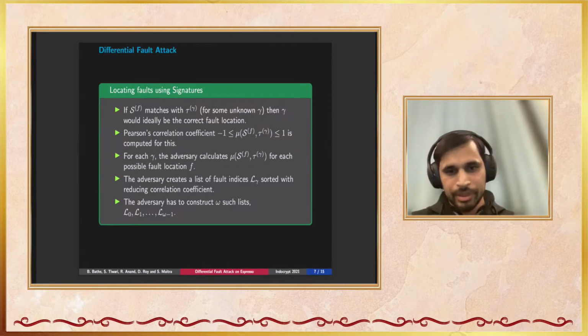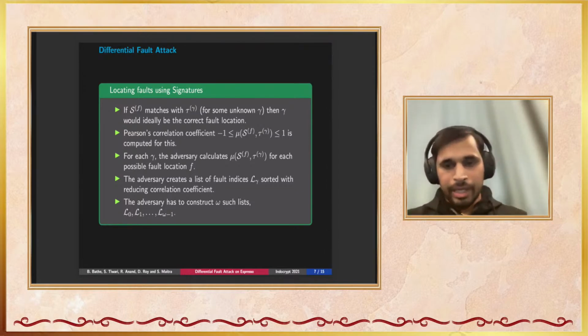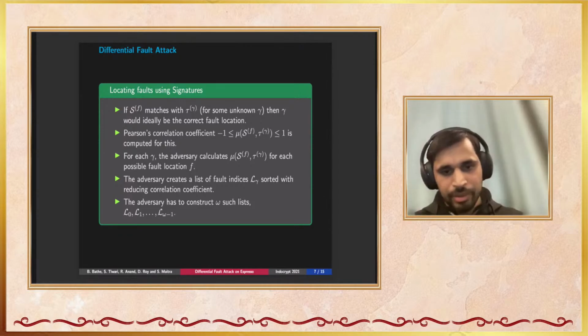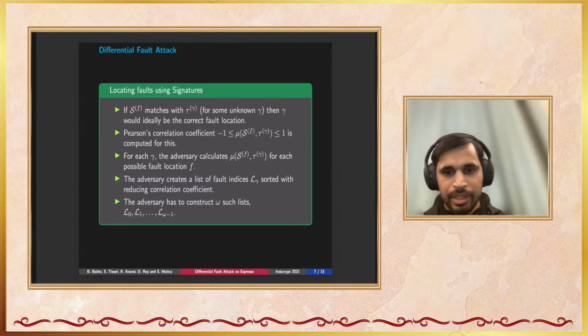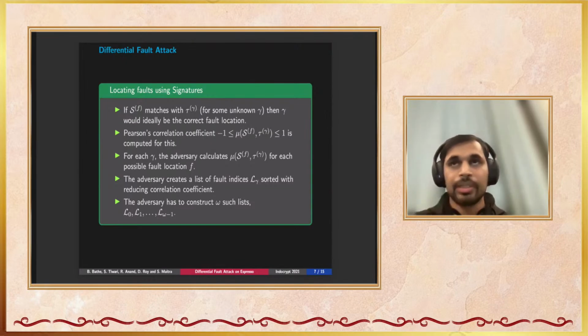So for each lambda, which is for each gamma, the adversary will calculate the correlation between the trail at F, which we knew, and the trail of the unknown location, fault injected at unknown, for each possible fault location F. Then the adversary will create a list of fault indices, say L gamma, sorted by decreasing correlation coefficient. That is, the value with the highest correlation coefficient will be the topmost, and the lowest will be at the bottom. We have to construct W such lists because we have W faulty key streams.